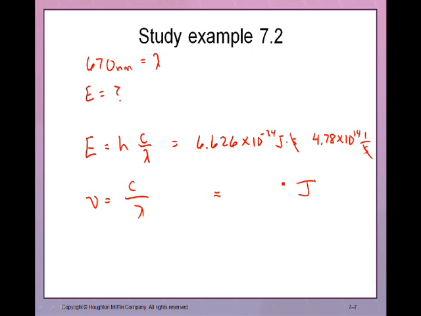And that calculates out to be 2.97 if we round it. 2.97 times 10 to the negative 19 joules. So one photon of light does not pack a huge amount of energy, but remember, you're talking about many moles of these if you're looking at any significant amount of light like fireworks and things like that.